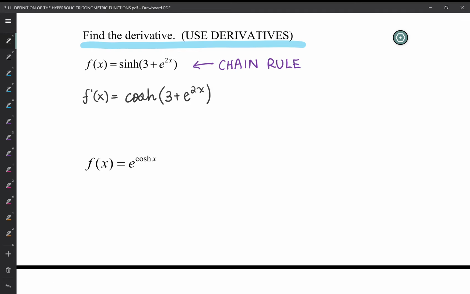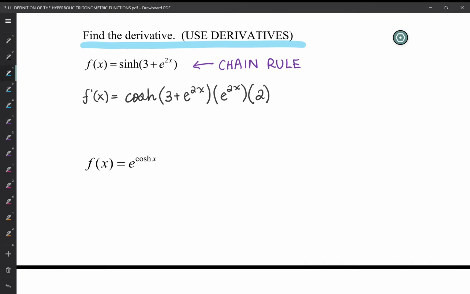Then we have to take the derivative of that inside function, which again we'll use chain rule. The derivative of 3 is equal to 0. So we're left with e to the 2x, because the derivative of e to the x is e to the x. And then we need to multiply by the derivative of our innermost function. The derivative of 2x is 2.